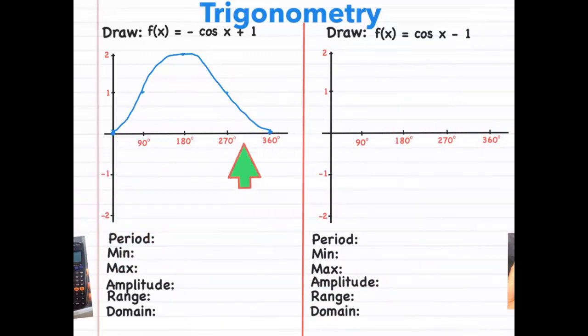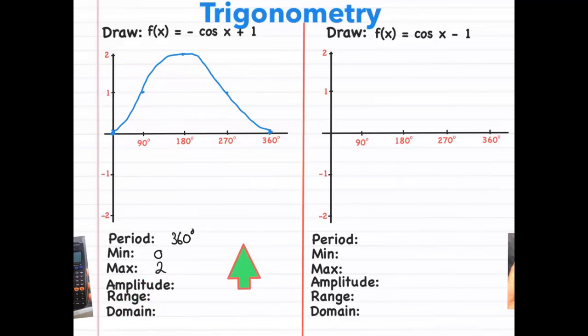What is the period of this graph? Well, the period for a cosine function is always 360 degrees. What is the minimum value? It goes as low as 0 on our y-axis, right? That's the lowest point, and it is a 0 on our y-axis. So the minimum is a 0. What is the maximum? Well, that's the highest point. It will be a 2. So I can write here 2.